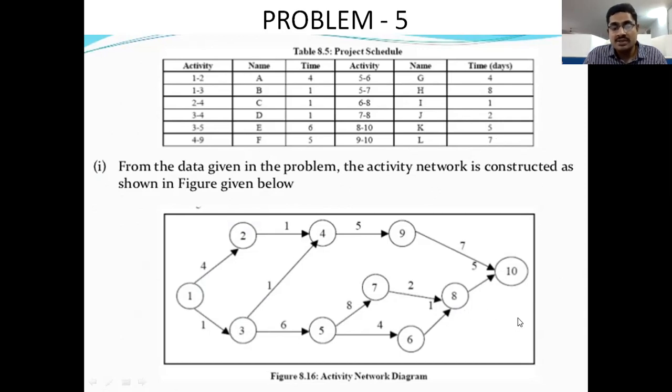So in this diagram also we have only one starting point and only one finishing point. Single starting point, single finishing point. And this total diagram looks like a convex model, right? Convex model.